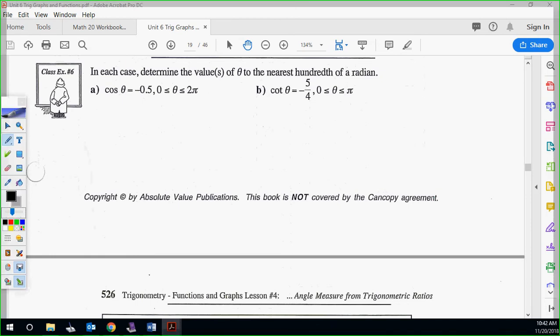In each case, determine the values of theta to the nearest hundredth of a radian. What that means is that pi is calculated in. So we're not going to write 2 pi over 3. Nearest hundredth of a radian means that pi is multiplied in. So we have a value. What we have to figure out here is, this is between 0 and 2 pi, so what's that mean? Yeah, it's all the way around, right? So we're just going to go simply cosine inverse of positive 0.5. What's cosine inverse of positive 0.5 in radians?